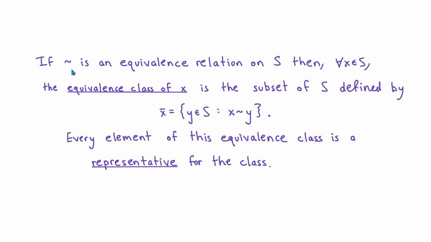So suppose that tilde is an equivalence relation on a set S. For each element x of S, the equivalence class of x, which we'll denote by x bar, is defined to be the set of all y's in S with the property that x is related to y. So the equivalence class of an element is just the set of everything that's related to that element. And also, any element of that equivalence class is called a representative for the equivalence class.